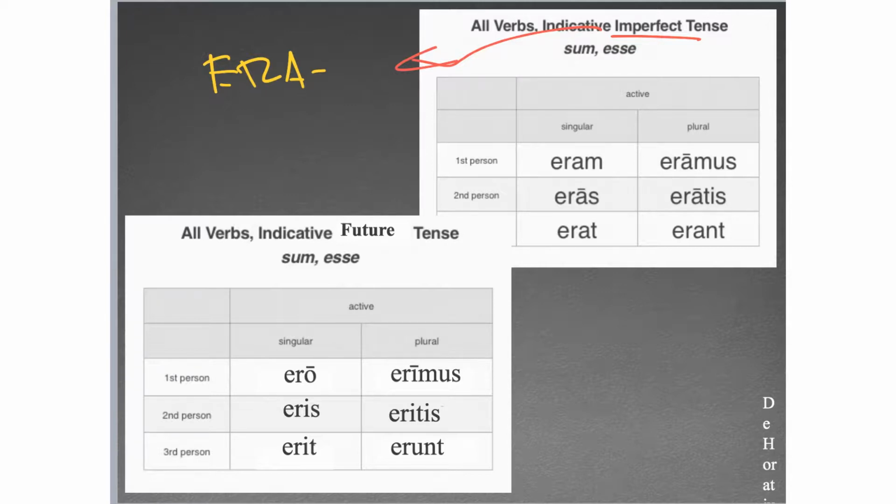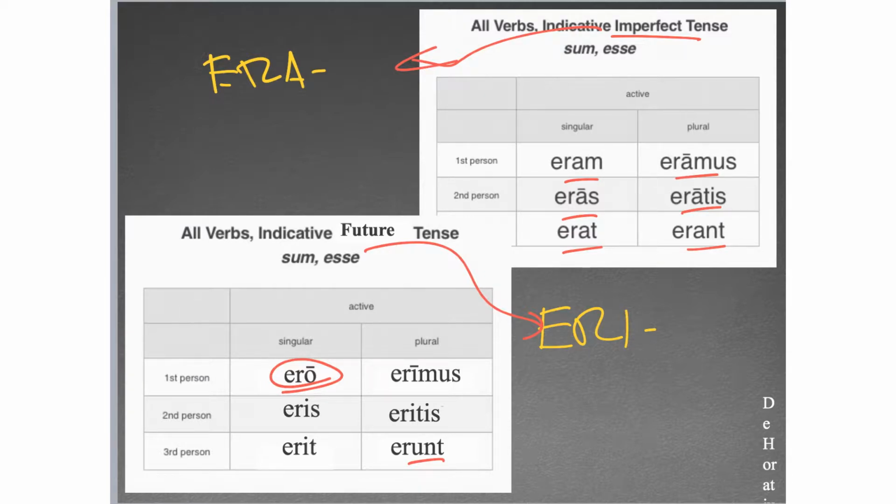M, s, t, mus, tis, nt. So eram, eras, erat, eramus, eratis, erant. For the future, similar, you're going to have a stem of eri, and then you're going to add the same endings. The one exception is in the first person singular. That is going to be ero instead of erim. Remember that Latin doesn't like that im or in sound, and similarly, as we've seen, that int is going to change to an erunt. So ero versus erit, erimus, eritis, erunt.